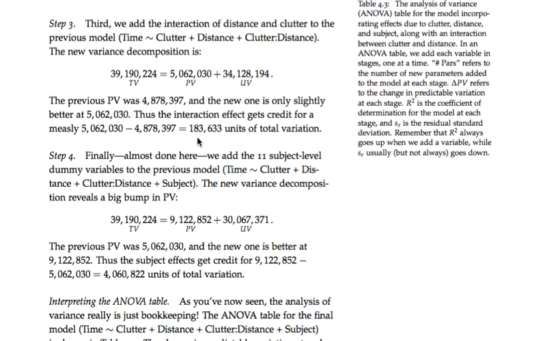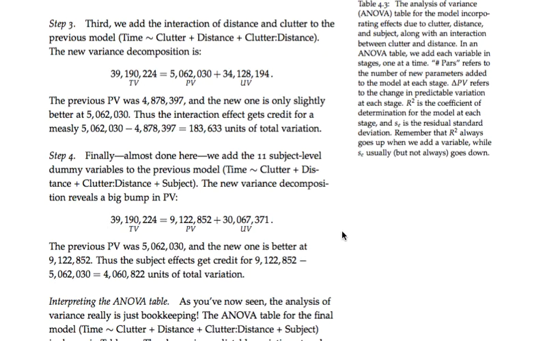We're almost done here. Step four, we add the 11 subject level dummy variables. So we've got clutter and distance main effects, a clutter distance interaction, and now a subject level main effect that involves adding 11 new parameters to the model. And here's the new variance decomposition. And so you can see if you're comparing that PV to that PV, it got bumped up by a pretty big amount, 5 million units out of 39 million.